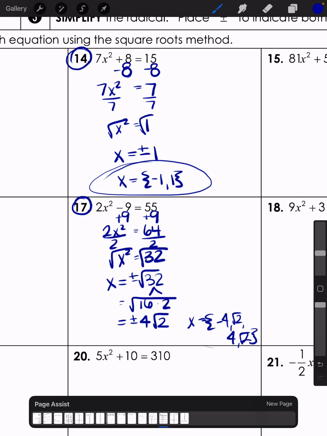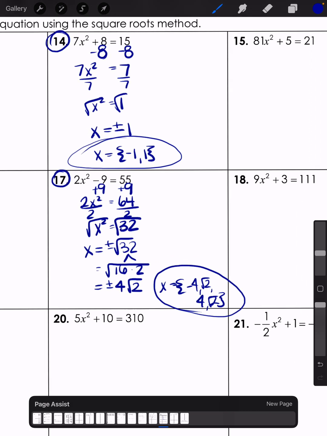Okay, so that means this right here is my solution. Now, if you were to look at this one on a graph, 4 times the square root of 2 ends up being an irrational number. So whenever you're looking at the graph, it would not cross exactly at a lattice point. It would cross in between the units.